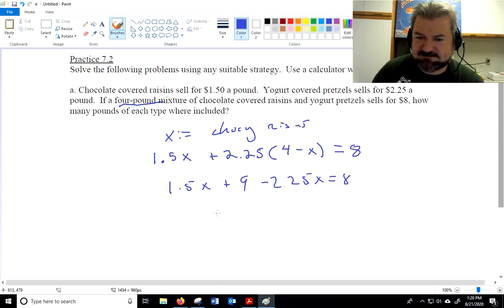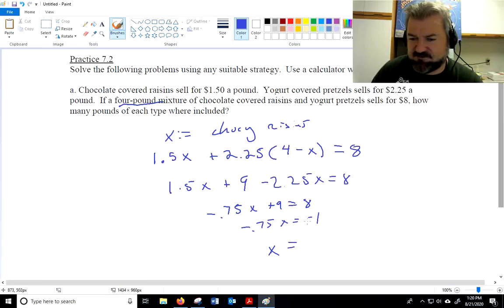Okay, that was negative 2. So is that negative 0.75x plus 9 equals 8? So negative 0.75x is equal to negative 1. So if I divide by 0.75, I should get 4/3, or 1.33 repeating.